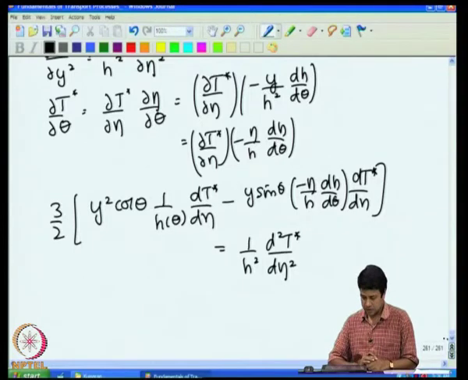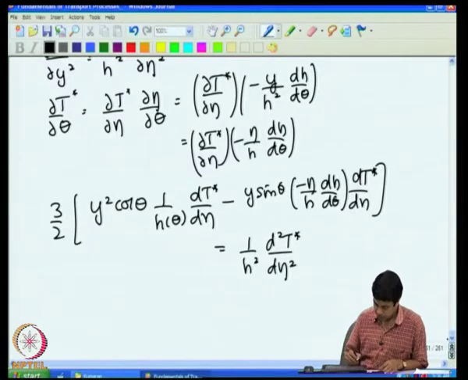So this is the equation that I get, and I can multiply it throughout by h square and substitute in for y in terms of eta, and I will get eta square.